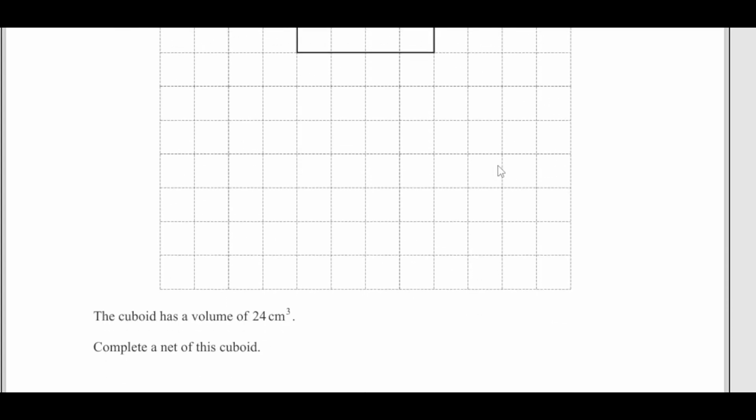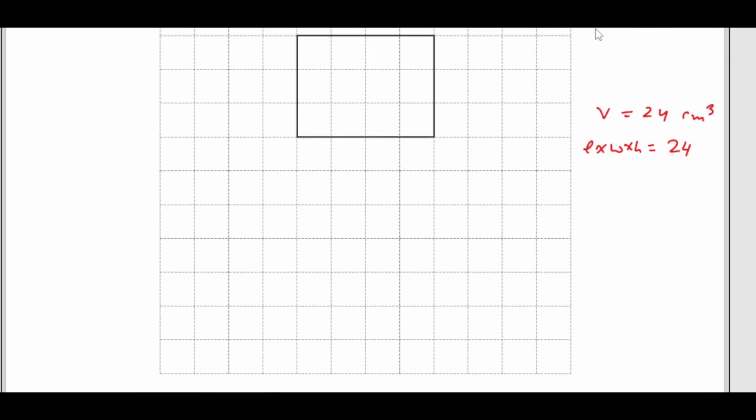Now question number 10, we have a diagram. The diagram shows one face of the cuboid on 1 centimeter grid. So here we have, let's see what is the other condition. We have the volume. Volume is here 24 centimeter cube, right? You know that length times width times height is equal to the volume, that will be 24. Now let's see what is the length and width.